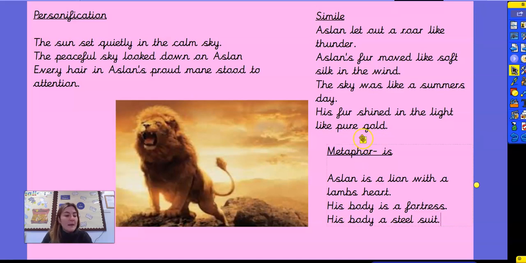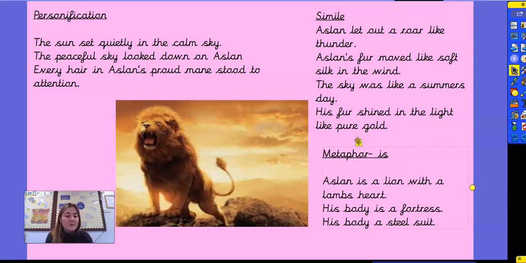I thought metaphors were quite difficult on this one. You might find as well that metaphors are the hardest one to think creatively about. So I put Aslan is a lion with a lamb's heart. He doesn't actually have a lamb's heart. He is a lion, but having a lamb's heart might mean that he's very kind, a kind character. His body is a fortress, so very strong. I'm comparing his body to sort of like a castle, a very strong castle. His body is a steel suit, not actually a steel suit, but that might mean it's really strong, it's unbreakable.